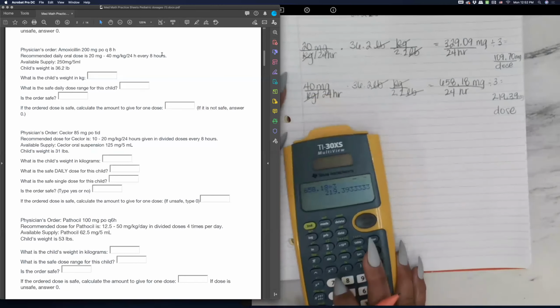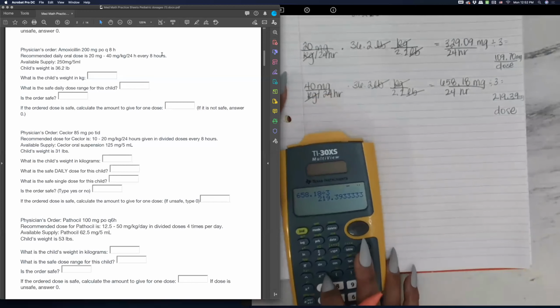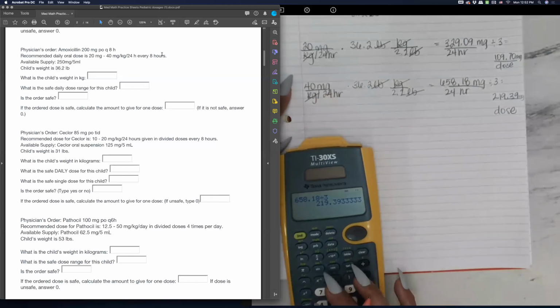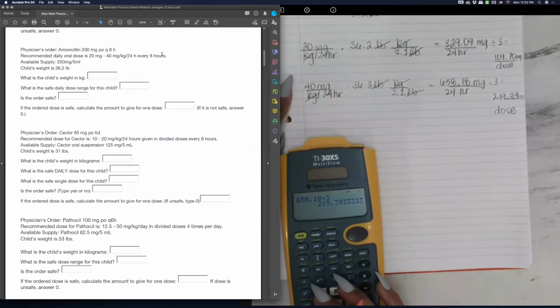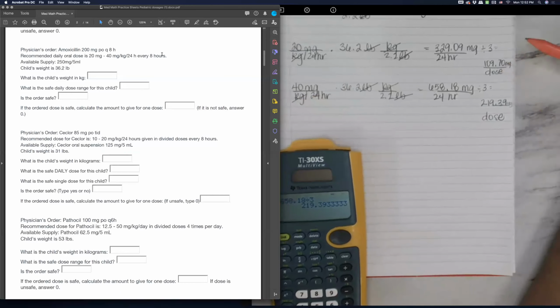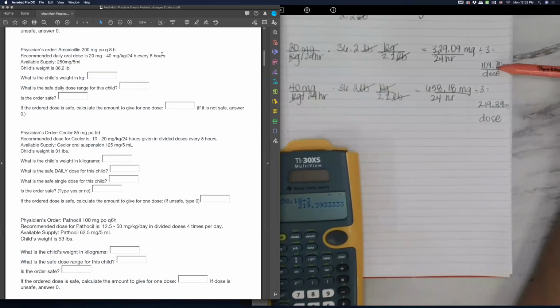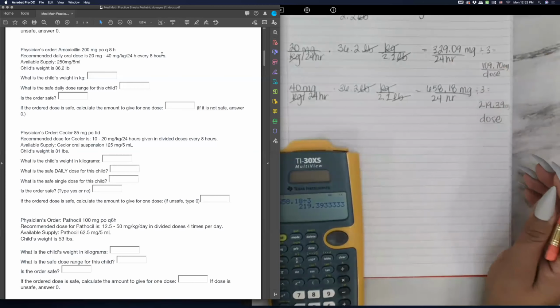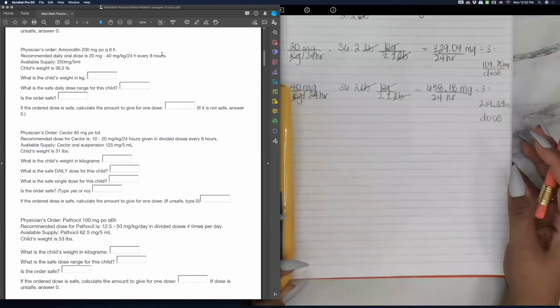Okay, and so what was the doctor's original order? The doctor's order is 200 milligrams PO Q8H. So is that doctor's order within the safe and therapeutic single dose range? Yes, it's between 109.7 and 219.39. So yes, it's a safe and therapeutic single dose.